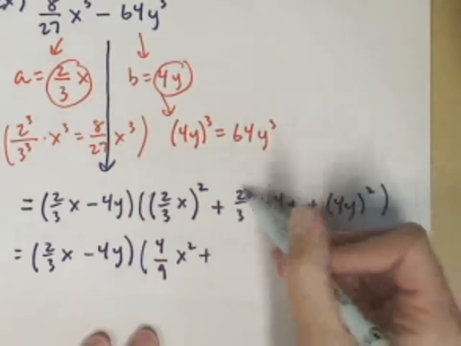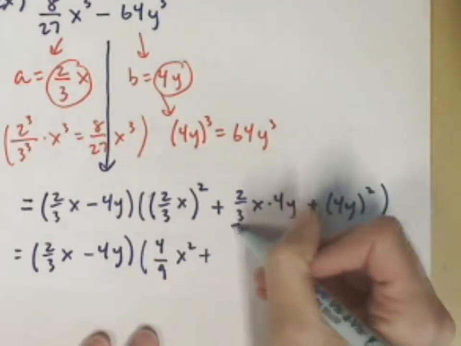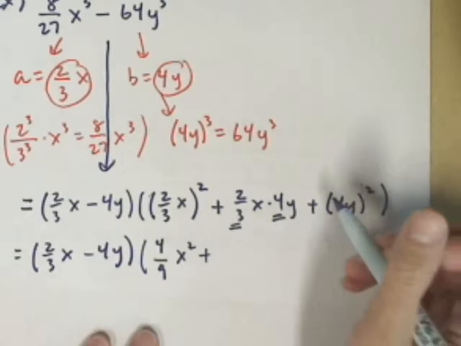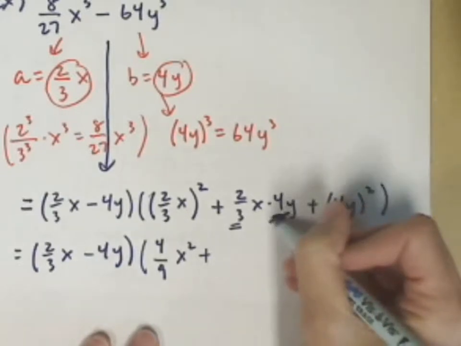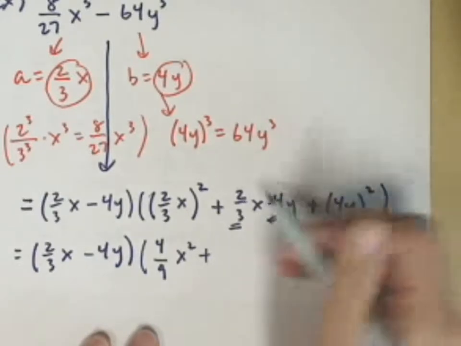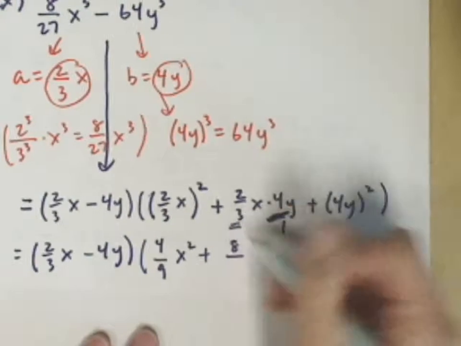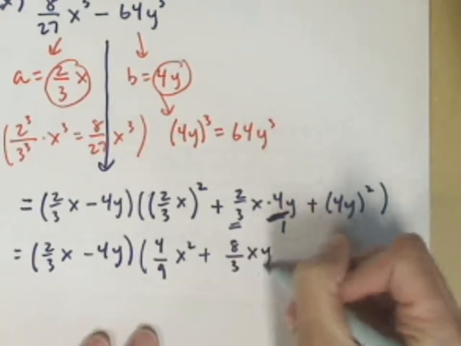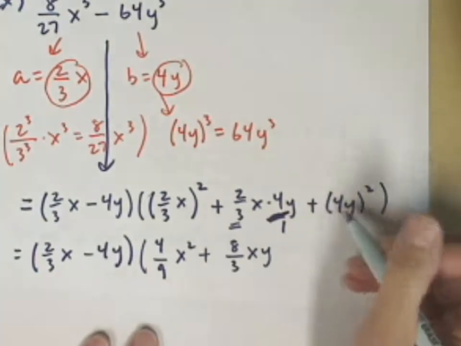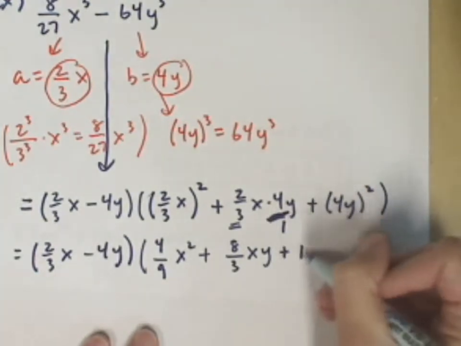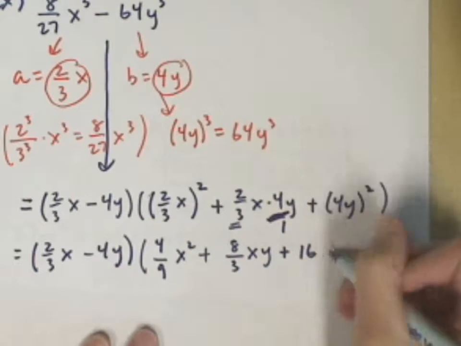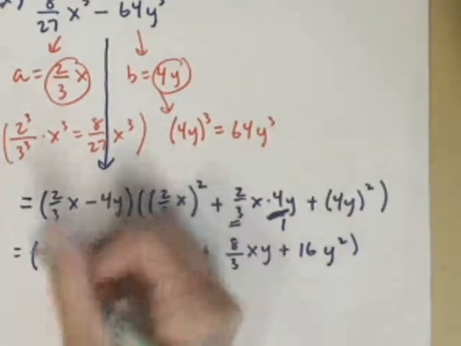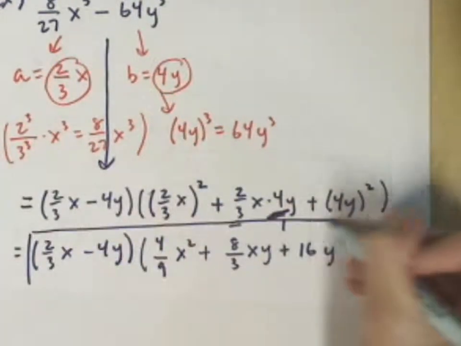Plus, I need to multiply this coefficient out. That's part of the coefficient, that's part of the coefficient. So you can think of that 4 as 4 over 1. So 2 times 4 is 8, 3 times 1 is 3. So 8/3, my variable part is xy. And then on the end, I'm going to square the 4, so plus 16, and then I square the y to get y squared. And that is my factorization.